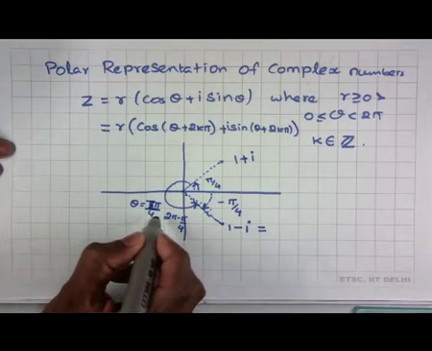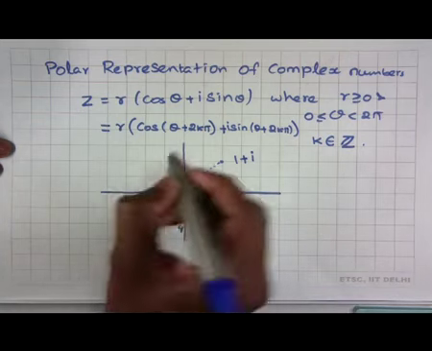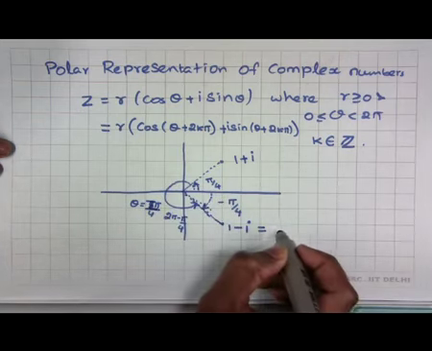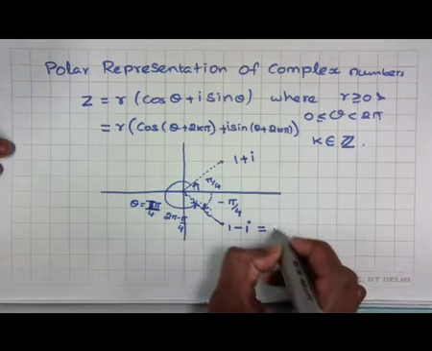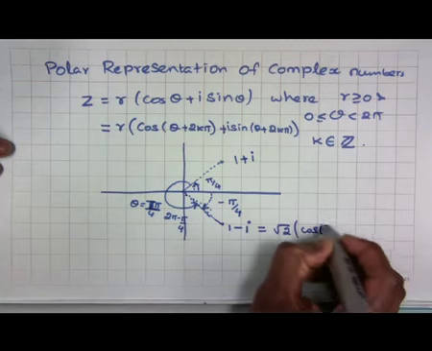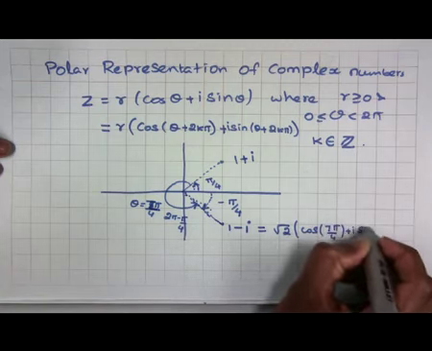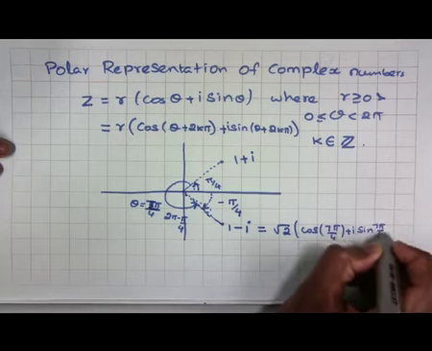And here, if we write with respect to this theta value, 1 minus i, where r denotes the modulus of the complex number, which is root 2, is root 2 cos of 7 pi by 4 plus i sin 7 pi by 4.